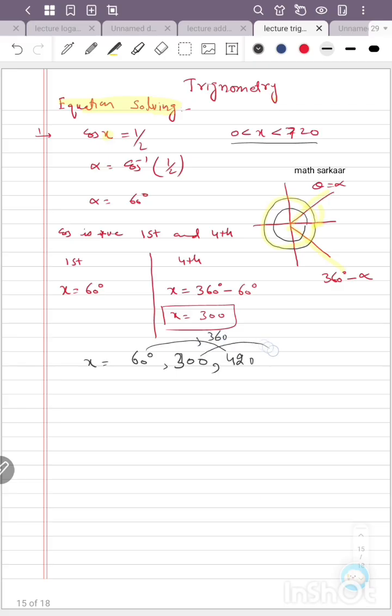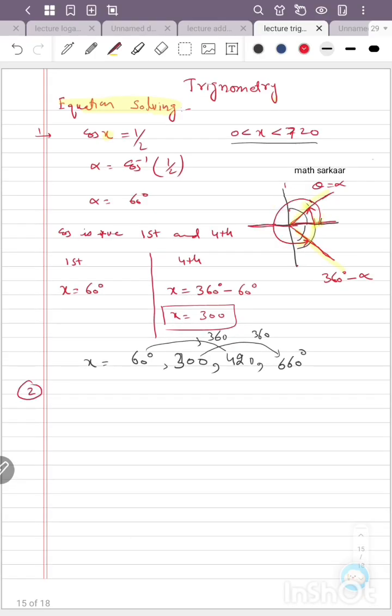Now again we have to add this, because after going 360, here 90 add, then 90 add, then 90 add, then more we have to complete. When we add 300 plus 360, we get 660. Hopefully you understand these questions.